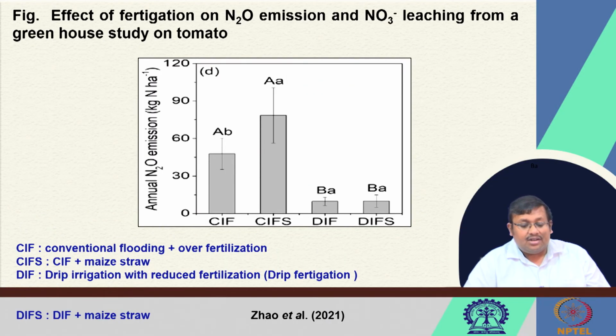Also, if we see the effect of fertigation on nitrous oxide emission and nitrate leaching from a greenhouse study in tomato published by Zhao et al. in 2021, we can see that when there is a combination of drip irrigation with reduced fertilization, drip fertigation in other words, and drip fertigation with maize straw, there is significant decrease in nitrous oxide emission. Simultaneously, we can see that there is reduction in nitrate leaching when we use the drip fertigation process.